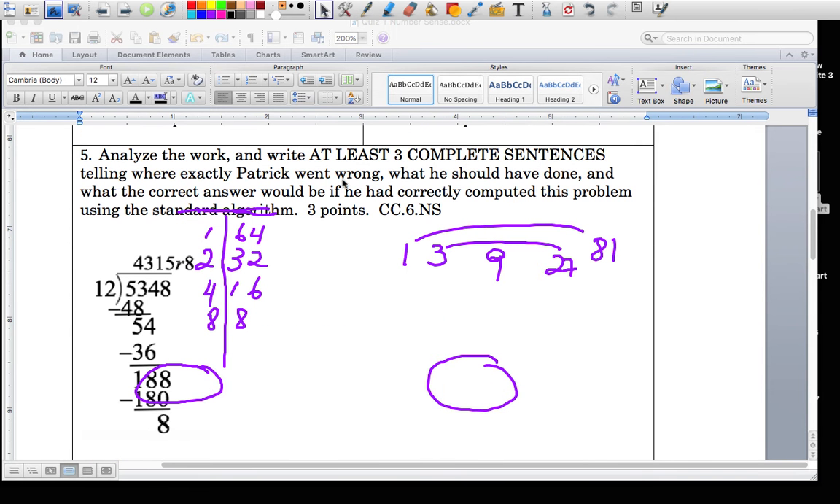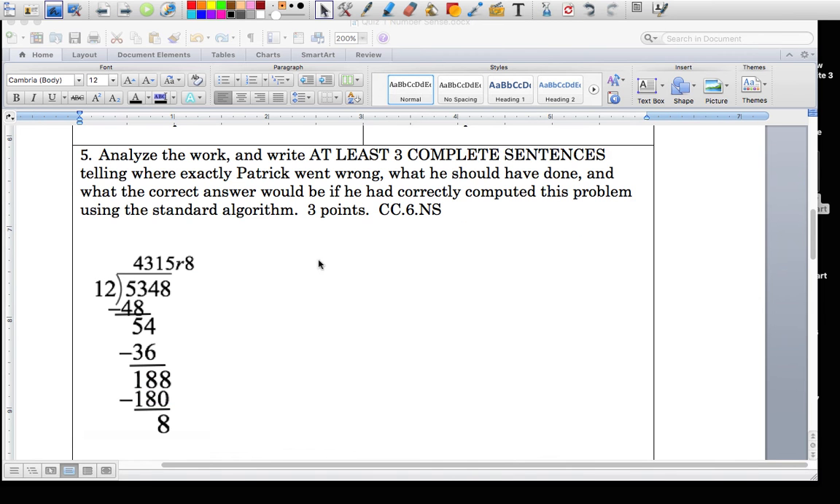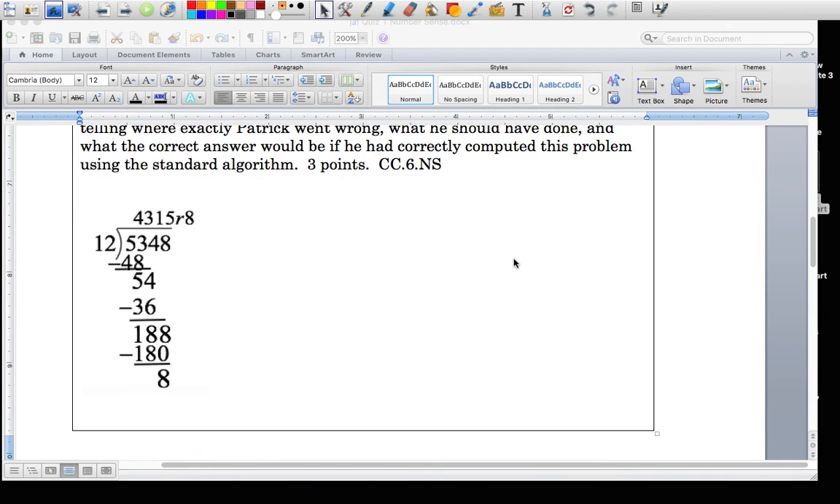Let me scroll down. Okay, here, the division one. Let me just erase all this. So, I will actually do the division. Okay, so right here, so it's 12, so 5,348 divided by 12.